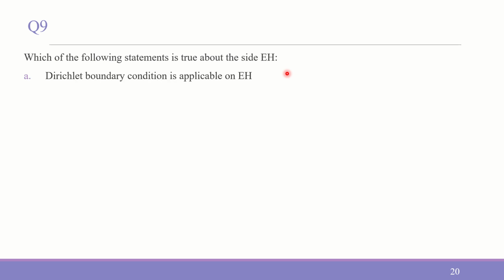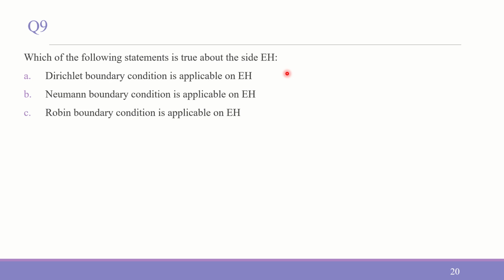Now we will move on to question 9. In question 9, what is asked? Which of the following statements is true about side EH? First, the Dirichlet boundary condition is applicable on EH. Second, the Neumann boundary condition is applicable on EH. Third, the Robin boundary condition is applicable on EH. Fourth, no boundary condition is applicable on EH. So of all the statements given regarding side EH, we need to identify the correct statements.